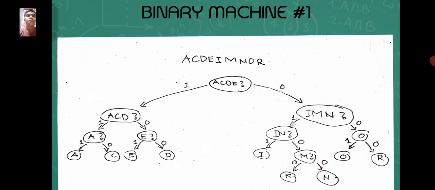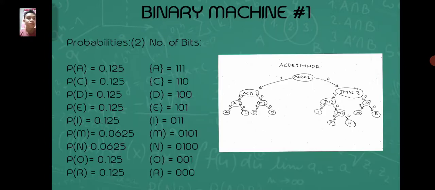The probability of having 3 bits, using the formula 2 raised to negative n, where n is equal to the number of bits. So 2 raised to negative 3 bits equals 0.125, same as the letters C, D, E, I, O, R, because they have 3 bits.